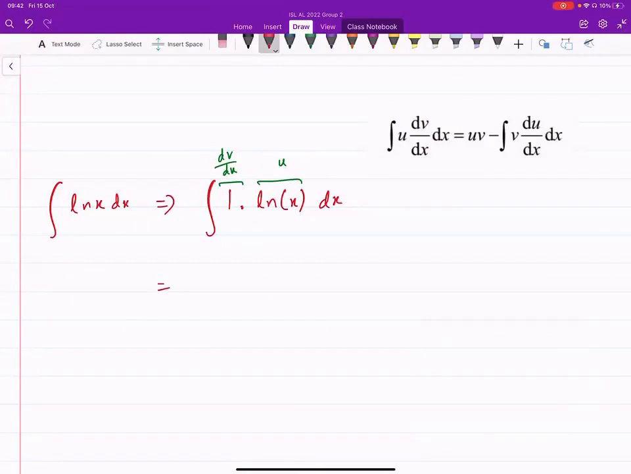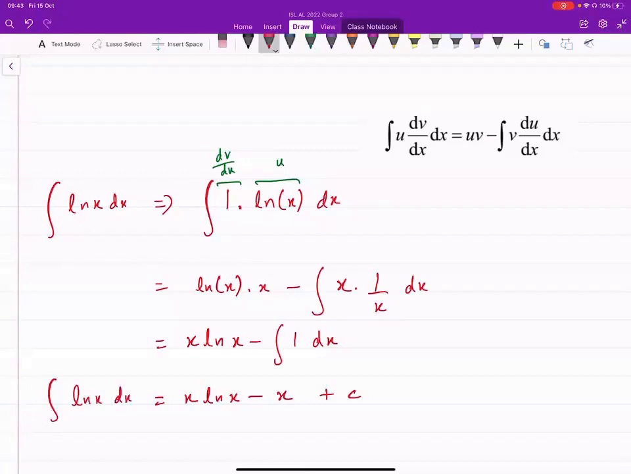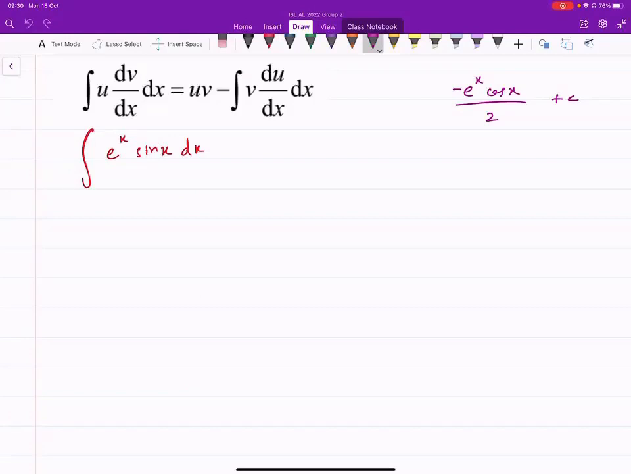Now let's put it in. u times v, where u is ln x and v is the integral of 1, which is x, minus the integral of v, which is x, into the derivative of u, that's 1 over x. What do we get? We get x ln x minus the integral of 1 dx, so x ln x minus x plus c. That is the integration of log of x with respect to x.